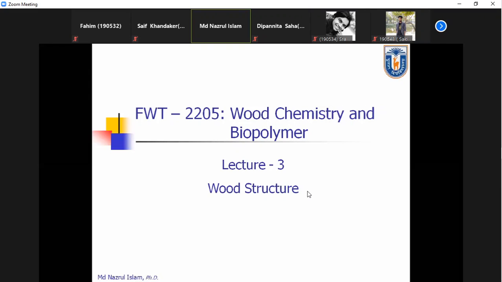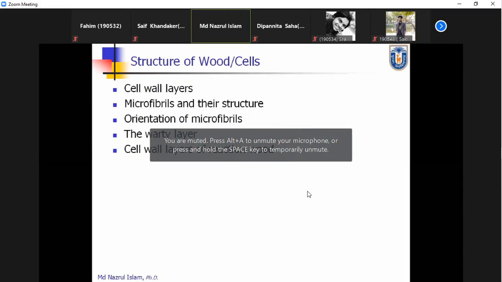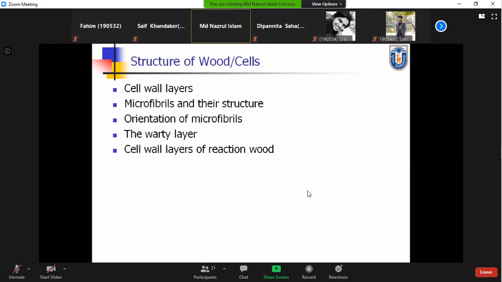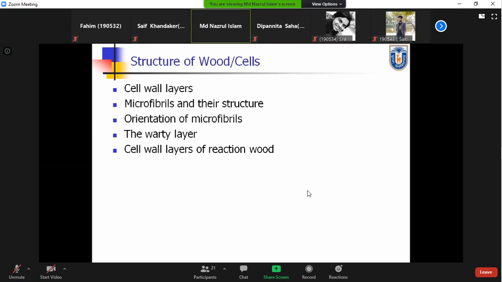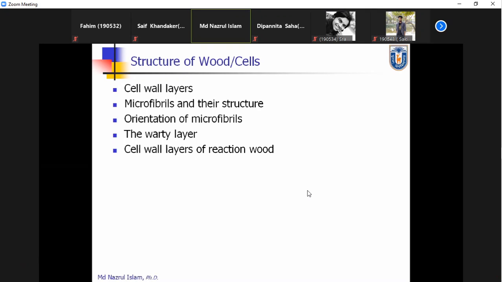Okay, so if we go for the microstructure, in this section we will discuss the cell wall layers, like middle lamella, primary wall, and secondary wall, and the secondary layer in detail. Then microfibrils and their structure, how they are formed, and what a microfibril is. You know a bit. After that, we will discuss the orientation of the microfibrils, how they are arranged.